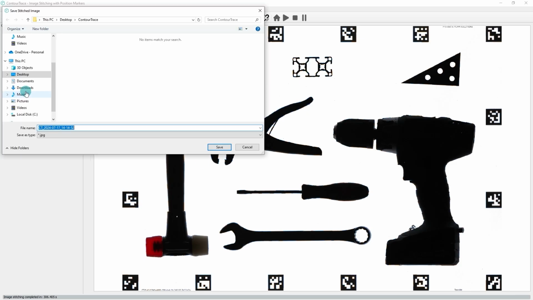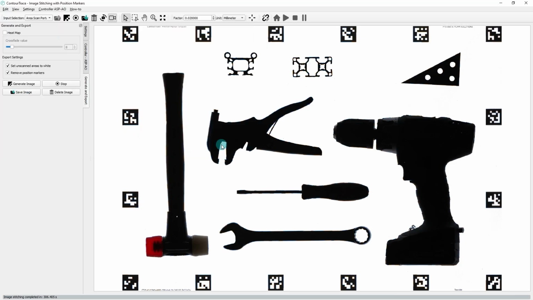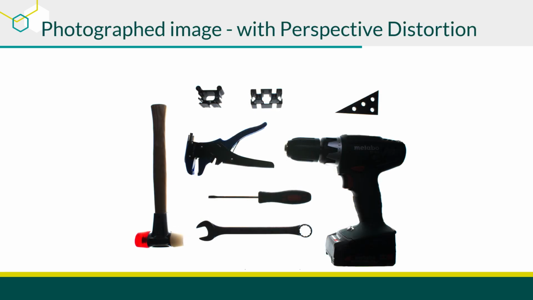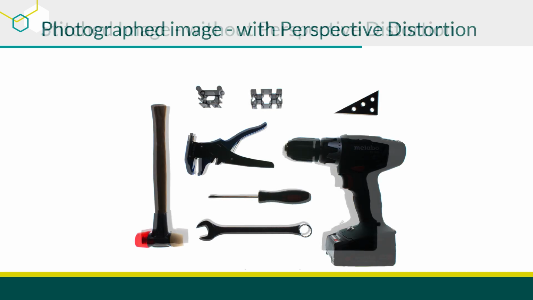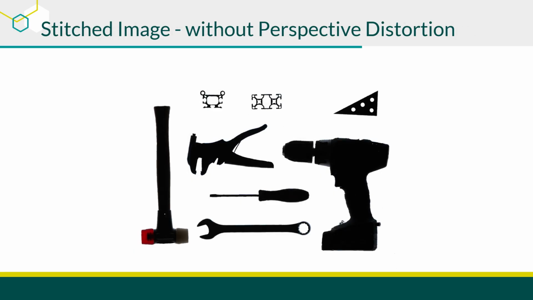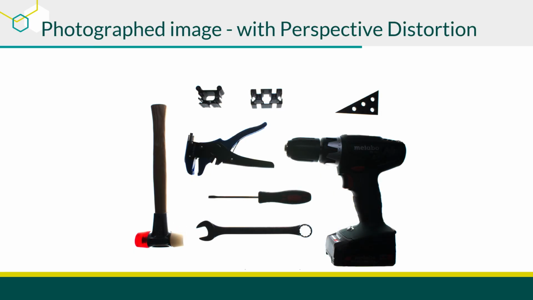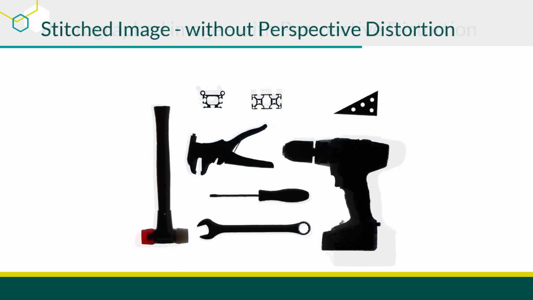Once the image generation process is done, save the generated image for further contour extraction process in ContourTrace. Now let's compare the stitched image with an image taken by a standard camera. As you can see, the stitched image significantly reduces perspective distortion, making it suitable for accurate, true-to-form and true-to-scale contour extraction in the ContourTrace application.